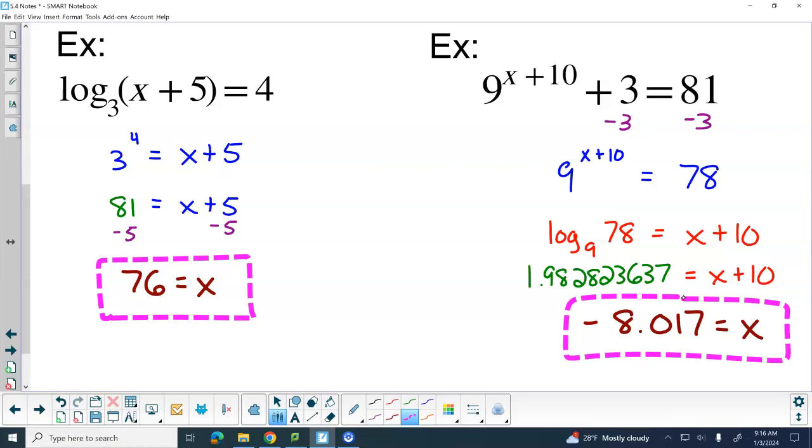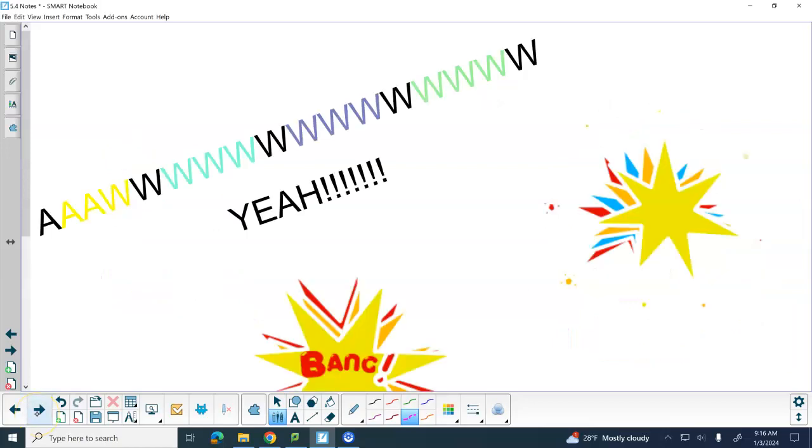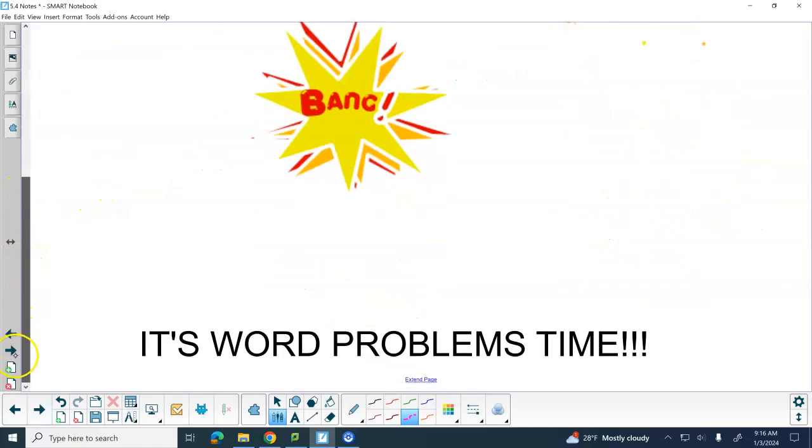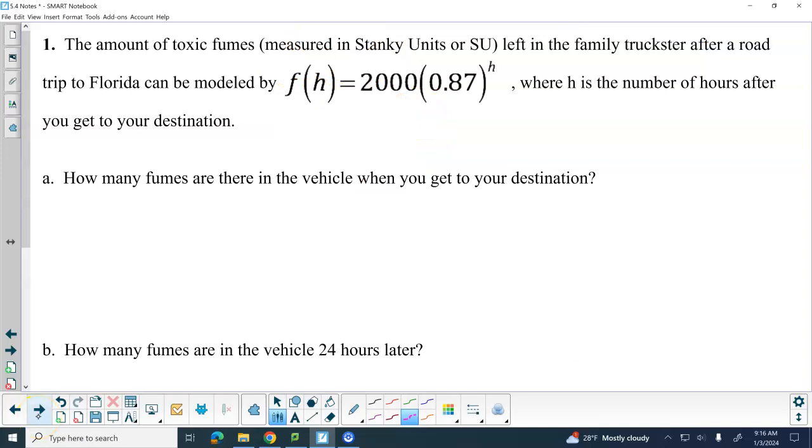All right, it is word problem time. Let's do it. The amount of toxic fumes, measured in Stanky units, or SUs, left in the family truckster after a road trip to Florida can be modeled by F of H equals 2,000 times 0.087 to the H power, where H is the number of hours after you get to your destination. What kind of an equation do we have? What kind of an equation is that formula?